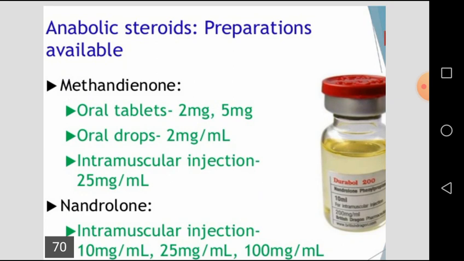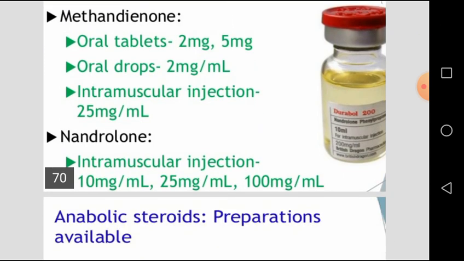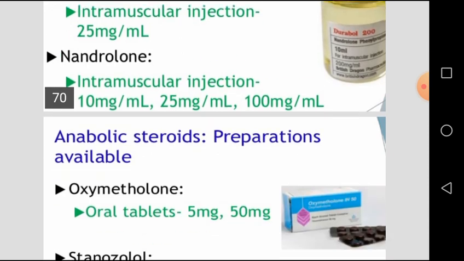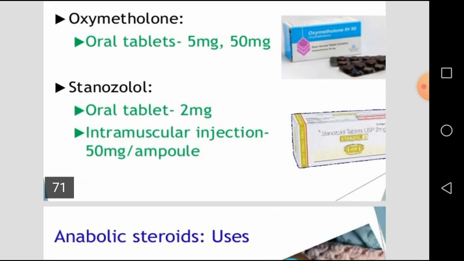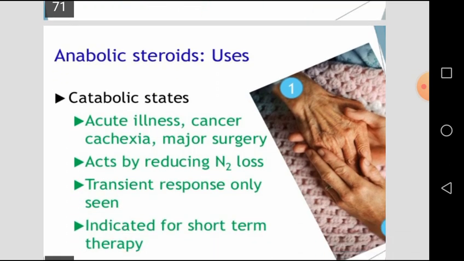Anabolic steroids are available in different preparations. One preparation is methandienone: oral tablets, oral drops, and intramuscular injections are available. Nandrolone is given as intramuscular injection, 10 mg per ml, 25 mg per ml and 100 mg per ml also available. Other preparations are oxymetholone and stanozolol. Oral tablets and intramuscular injections are both available.